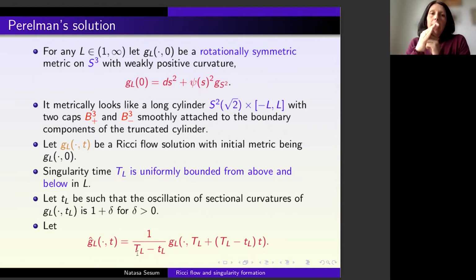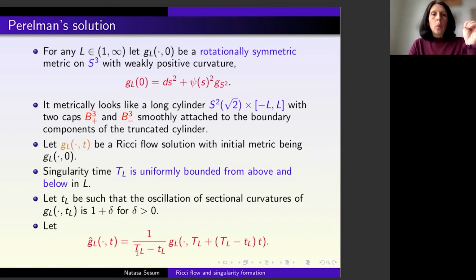So he takes any L, which is just a positive number bigger than 1, and he considers this rotationally symmetric metric, which I call G sub L, at time 0. He just takes something which metrically looks like a round sphere cross this interval from negative L to L, which is part of a cylinder, and then he caps it off smoothly by these two caps, to make his manifold compact. That is his initial data.